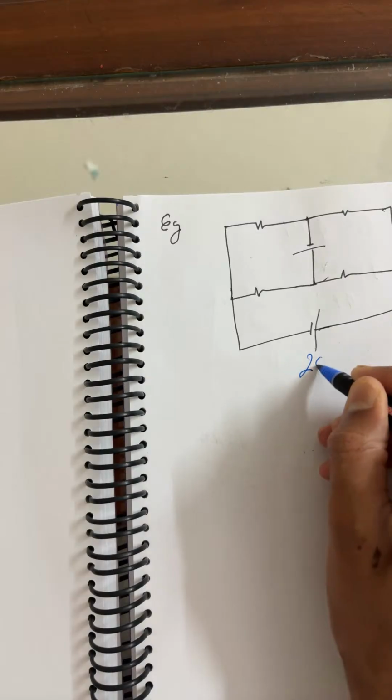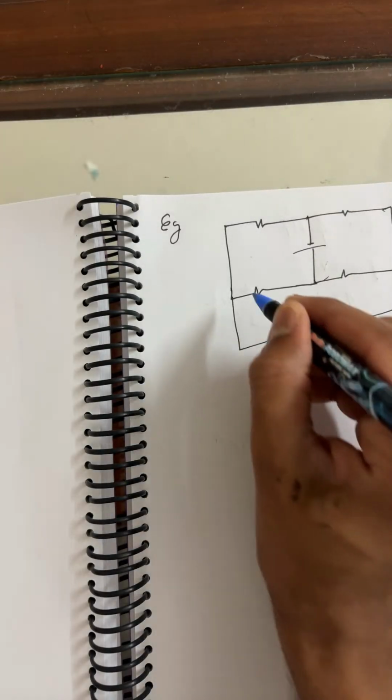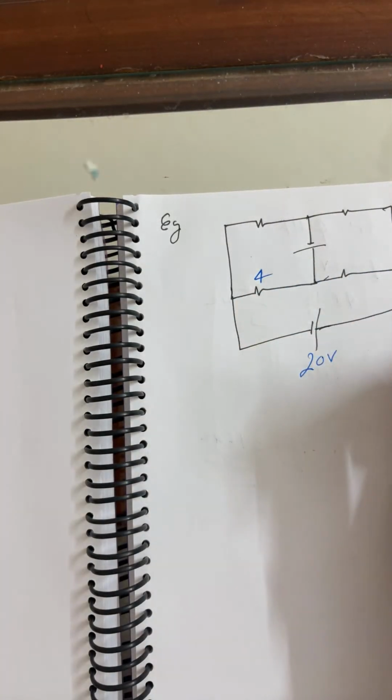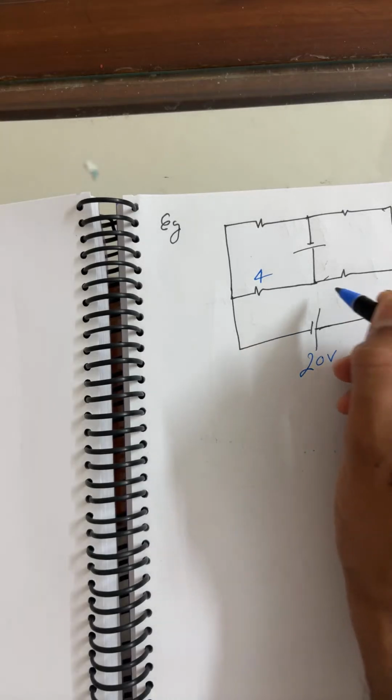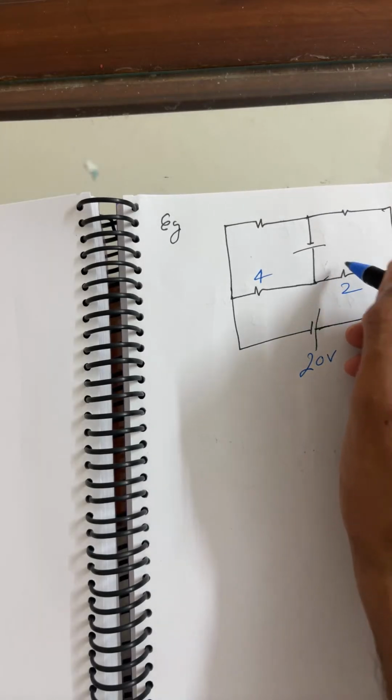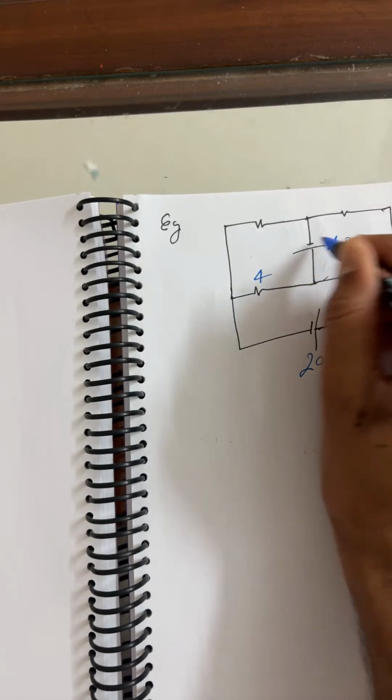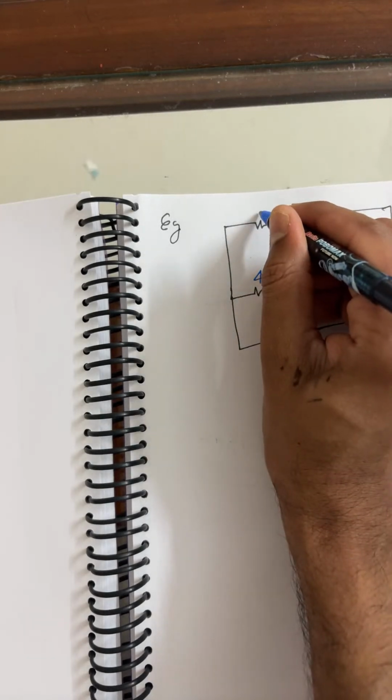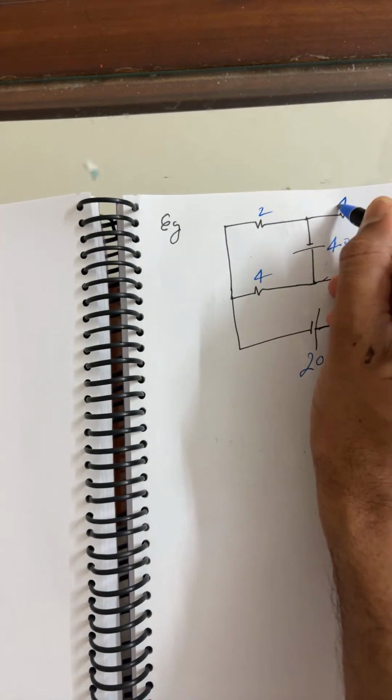This is 20 volt. 4 ohm, you can take. 2, beta. 40. This is 2, 2, no, you can take 2 and 4. 2 and 4.